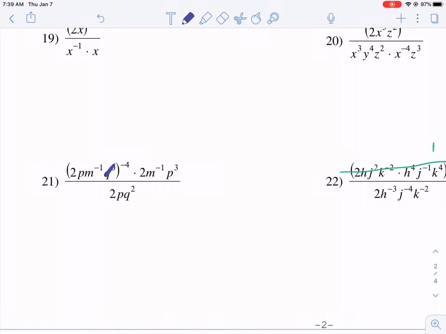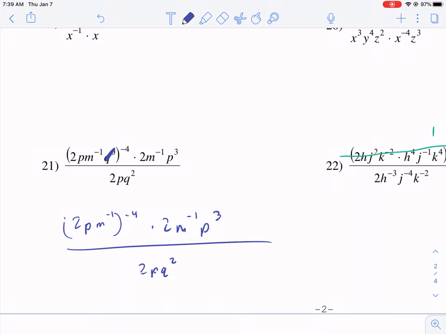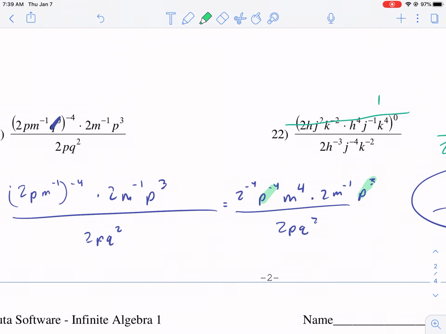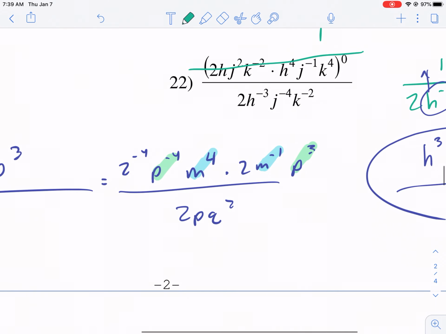Okay, so in the top, we're going to get 2pm to the negative 1 raised to the negative 4 times 2m to the negative 1, p to the 3rd. So I'm going to distribute this first in the top. Okay, so I get 2 to the negative 4th, p to the negative 4th, and then m to the positive 4th. Now the parentheses are gone, times 2 m to the negative 1, p to the 3rd power over 2pq squared. Now this is tough because we got to combine a lot of terms here. Okay, so I got those guys to combine, and I got these guys combined. I'm actually not going to flip them first. I'm going to try to combine them in the top by adding the exponents because it's multiplying like bases.